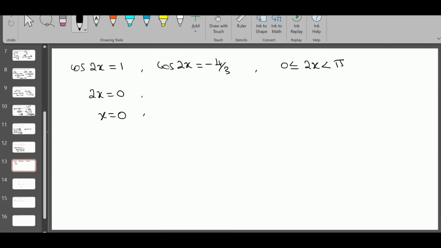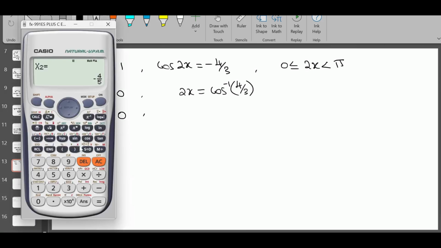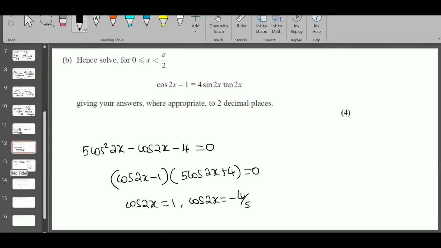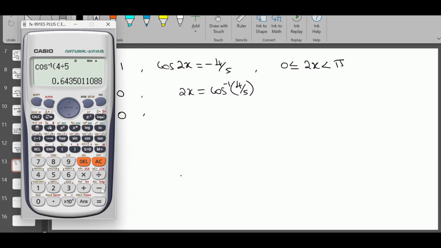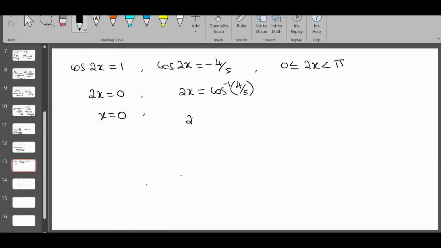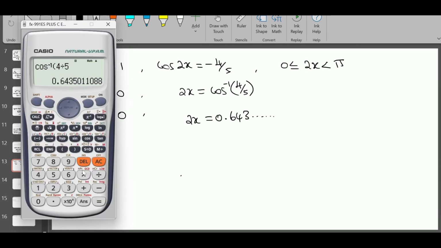Okay, now let's solve the second equation. 2x is equal to, in the method I teach, you find cos inverse of the positive number, ignore the negative. Use radian mode. Cos inverse of 4 over 5. 2x is 0.643 dot dot dot. That's just the principal value, not the final solution. So store it as A.